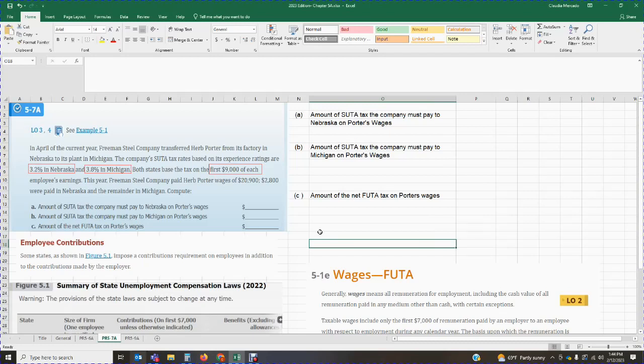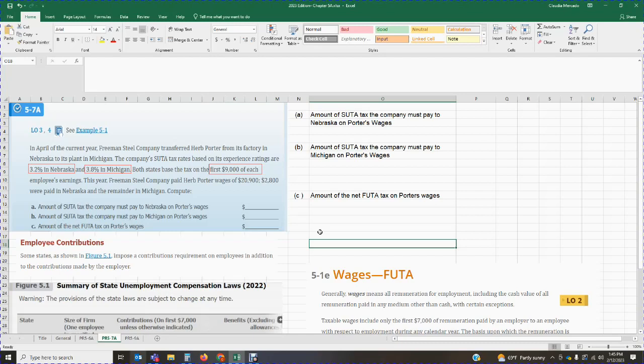Okay, problem 57A states, in April of the current year, Freeman Steel Company transferred Herb Porter from its factory in Nebraska to its plant in Michigan. So we have one employee, Herb, being transferred, same company, just different location. The company's tax rates based on its experience ratings are 3.2 in Nebraska and 3.8 in Michigan. Both states base the tax limit on the first $9,000 of each employee's earnings.